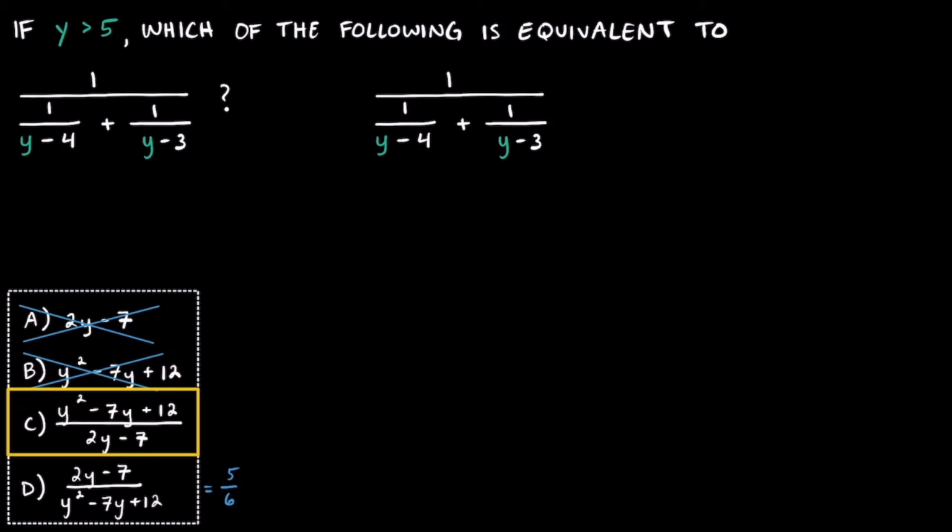So here's our original expression, and let's focus on the bottom half. To add these rational expressions together, we're going to need common denominators. Since they're relatively prime, we're going to multiply the left fraction by y minus 3 over y minus 3, and the right fraction by y minus 4 over y minus 4. Because y minus 3 over y minus 3 and y minus 4 over y minus 4 are just equal to 1, we can do this without changing the value of the expression. Multiplying these fractions together, this is what we're going to get.